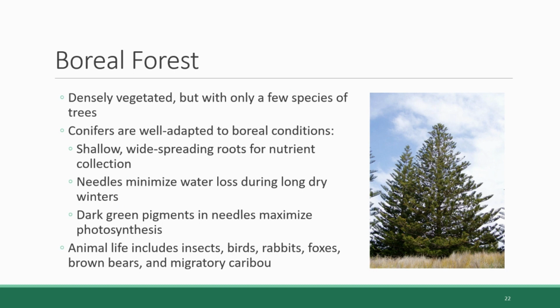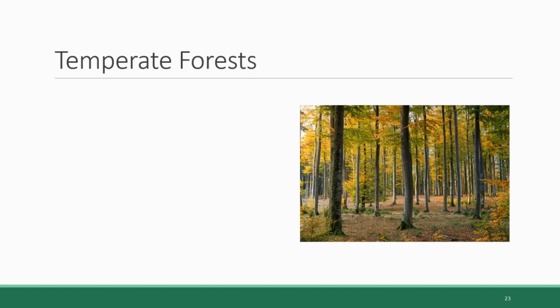Okay, so that wraps up the two Arctic biomes. Now we'll move on to the temperate biomes. The first one we'll look at is temperate forests. So because they're found in the temperate zone, temperate forests lack extreme temperatures, although they can still get hot and cold depending upon where they're located.